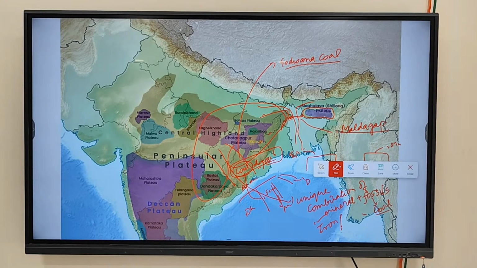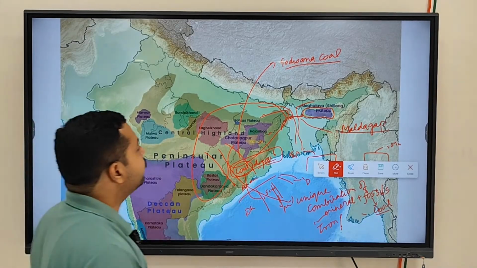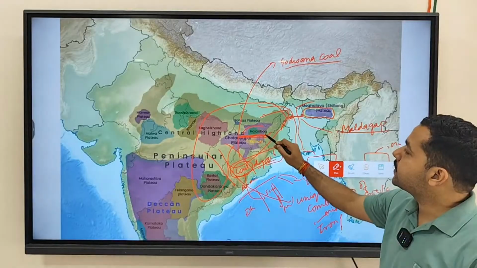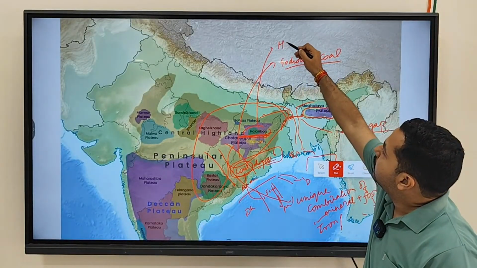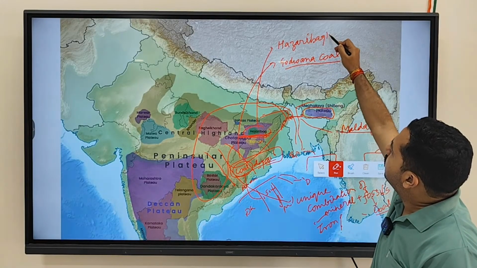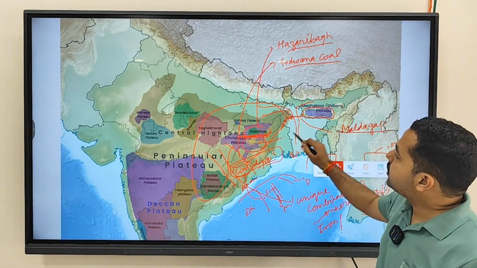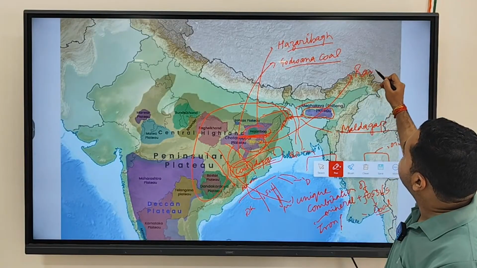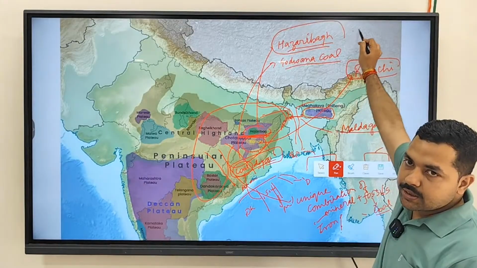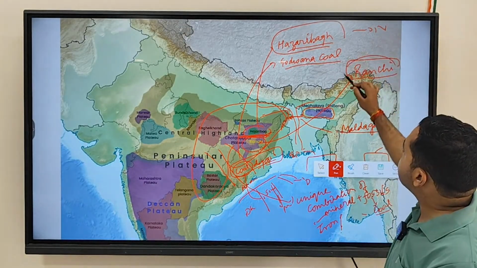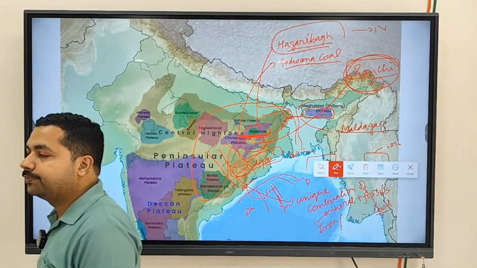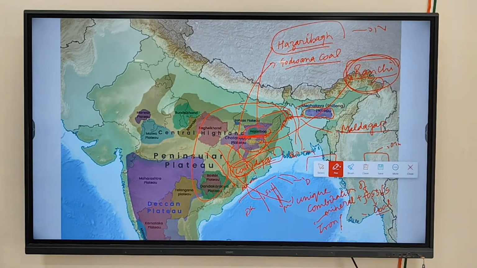Clear? Now this Chota Nagpur Plateau is further divided into two parts. The upper, northern part is referred to as the Hazaribagh Plateau, and the southern part is referred to as the Ranchi Plateau. So the northern part is referred to as which plateau? Hazaribagh Plateau. The southern plateau is referred to as which plateau? Ranchi Plateau.